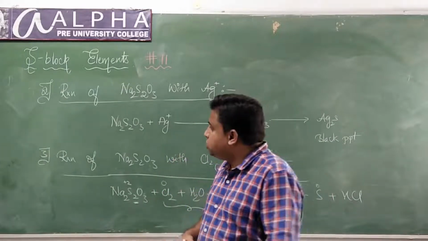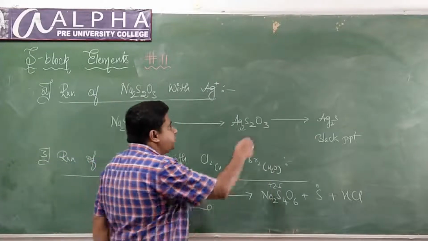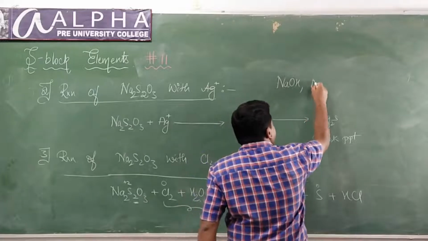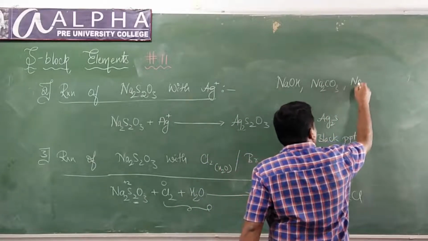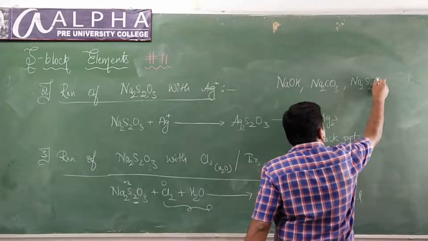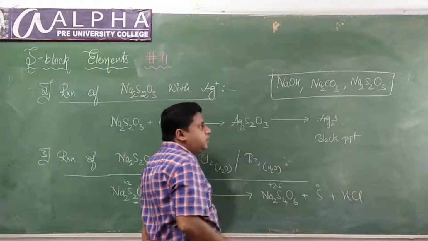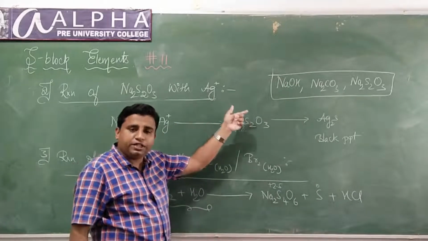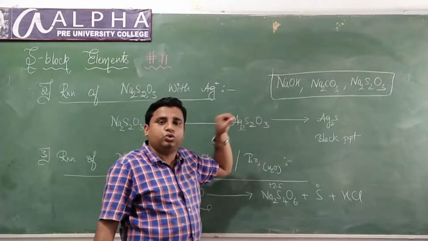So that is all about the compounds of sodium. Which are the different compounds of sodium that we have discussed? We have discussed sodium hydroxide, sodium carbonate, and sodium thiosulfate, Na2S2O3. Are we clear? So these are the different compounds of sodium whose preparation, physical properties, and chemical properties are well understood now.